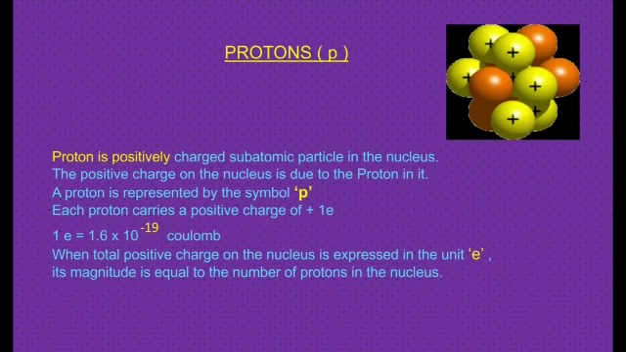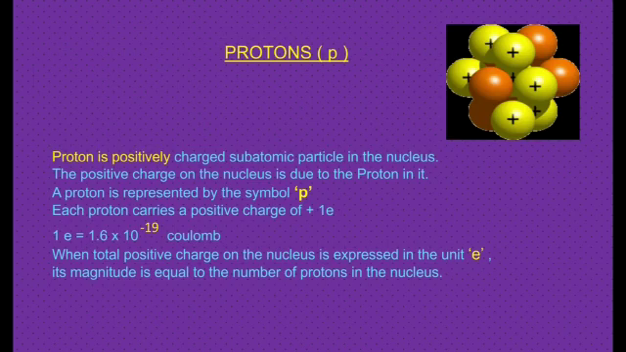Next, the two subatomic particles we are going to learn in detail. First one is protons. Proton is positively charged subatomic particle in the nucleus. The positive charge on the nucleus is due to the proton in it. A proton is represented by the symbol small p. Each proton carries a positive charge of plus 1 E.